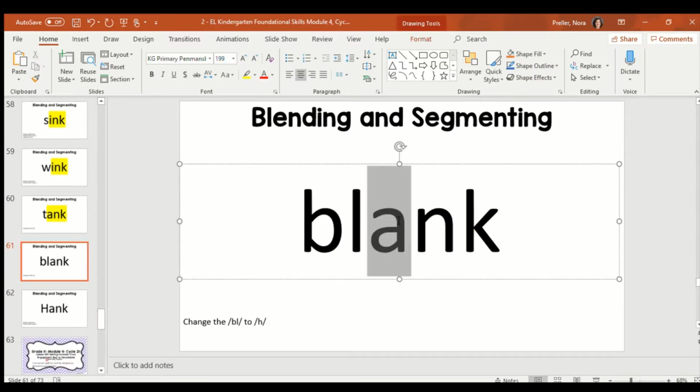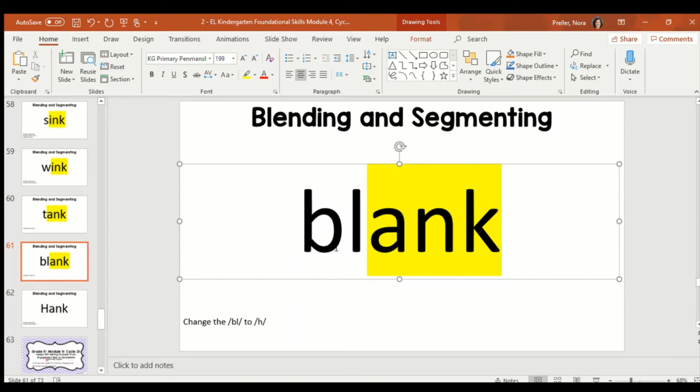Okay, I still see that ank sound at the end, but this time I see two letters at the beginning. Try saying both of these letters together. Ready? Did you get blank, blank, like a blank piece of paper? Try one more time with me. Blank, blank. Yeah, this is a blend. We had to blend those two sounds together.